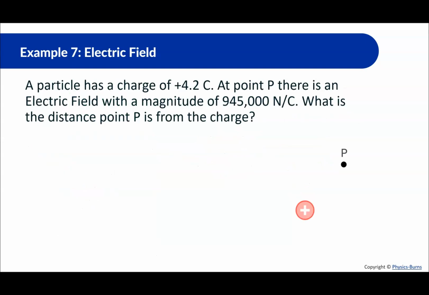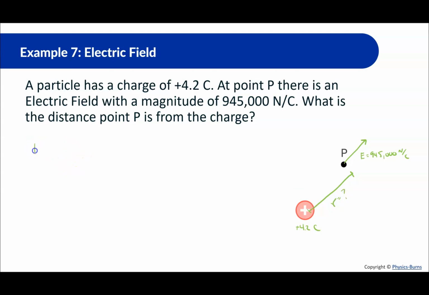Moving on. A particle has a charge of 4.2 coulombs. Let me just write that down. Positive 4.2 coulombs. At a point P, there's an electric field with a magnitude of 945,000 Newton per coulomb. So there's going to be an electric field here, and that's going to be equal to 945,000 Newton per coulomb. What is the distance P is from the origin? So we're looking for this distance. I'm going to say R.